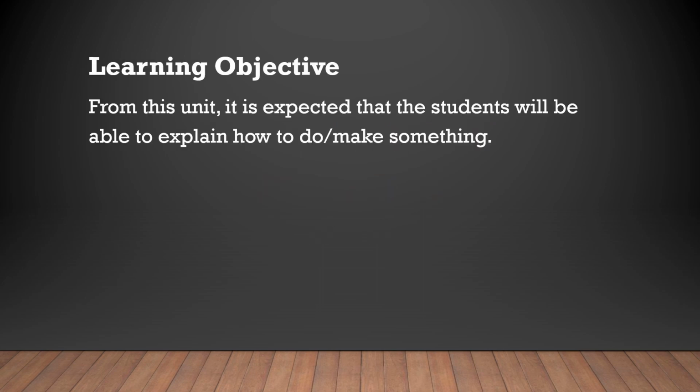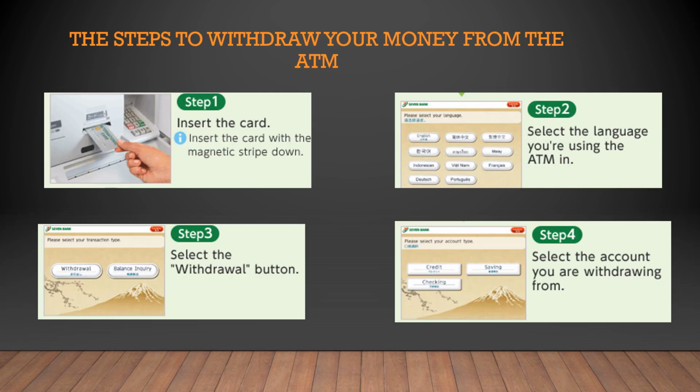From this unit, it is expected that you are able to explain how to do or make something. In our lives, we sometimes have to do some steps to do something. For example, when we would like to withdraw our money from the ATM, we have to do some steps so that we can withdraw the money from the ATM.